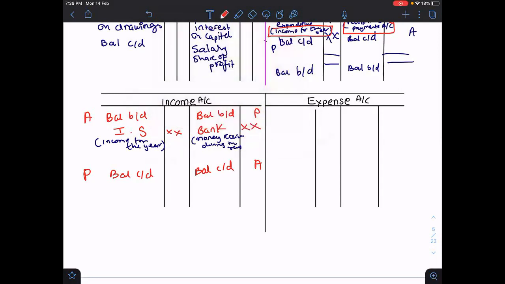Then income statement हो गया, bank. That's it now. एक्सपेंस अकाउंट बनाओ.